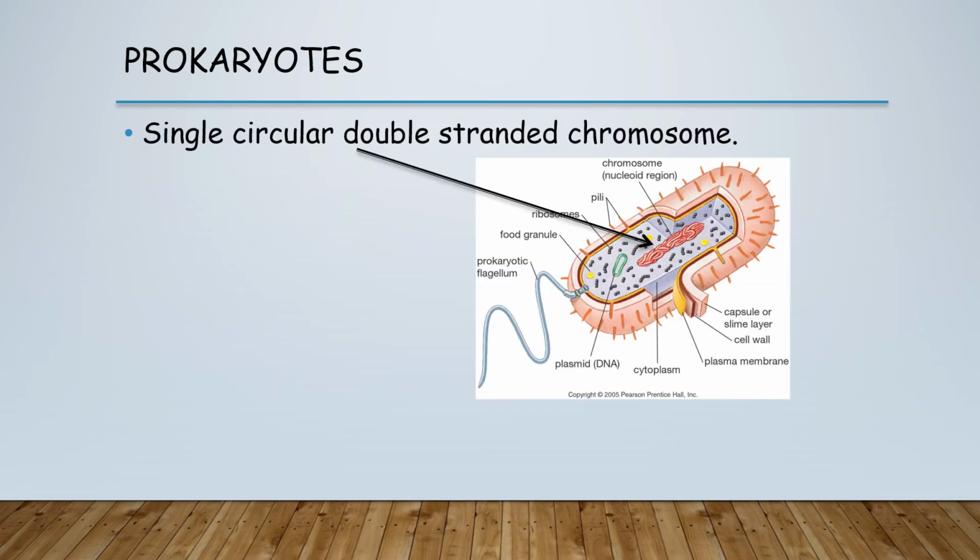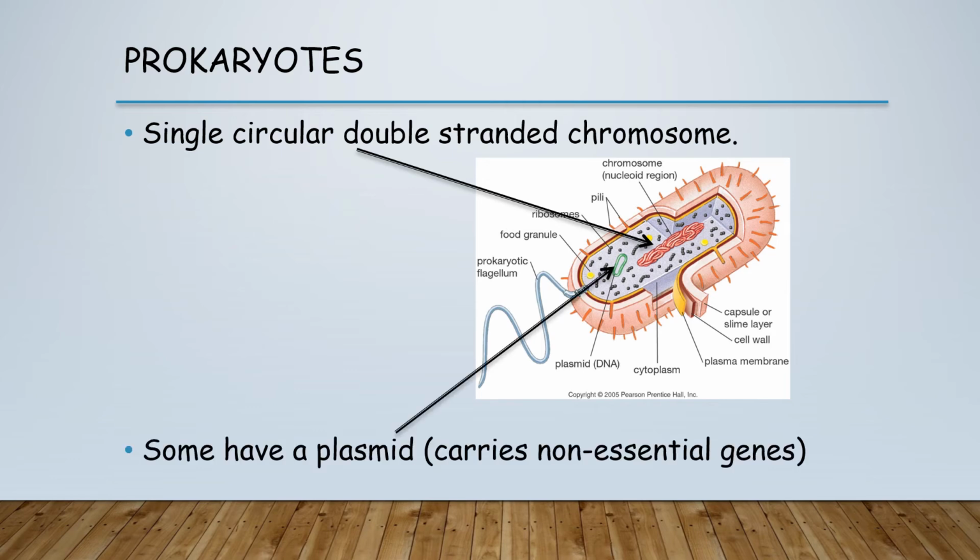As we discussed, they don't contain a nucleus, so their DNA is in the middle of the cytoplasm, and that's a single circular double-stranded chromosome. Some bacteria, not all, contain plasmids as well, which again are circular bits of DNA. They carry non-essential genes. That's really important when it comes to processes like genetic engineering, which we'll come across later within the unit, and also antibiotic resistance. We'll also see how that information can be carried from one bacteria to the other.